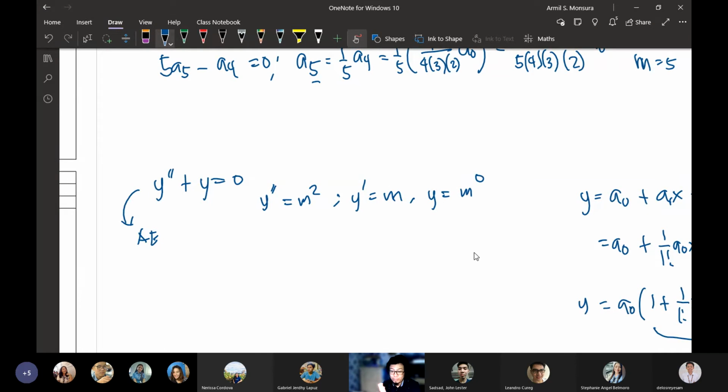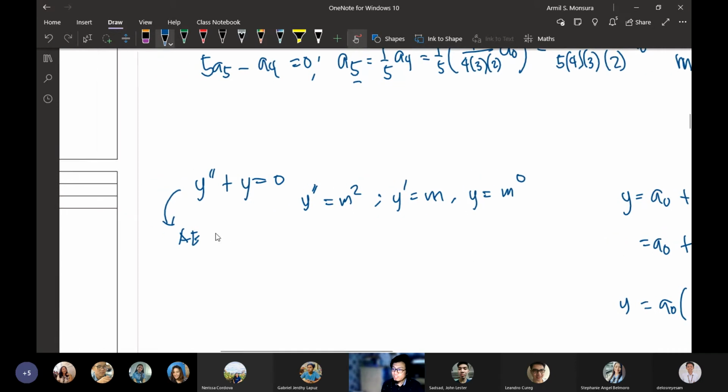Okay? Ano to ha? Tinuro na sa inyo ito sa DE. So baka iba lang yung pagkakaturo pero basically yun din yan. Okay? So this can be written as m square plus 1 equals 0. Okay, then we determine the roots of m. What are the roots of m in this case? Plus minus 1 po. Paki-check.